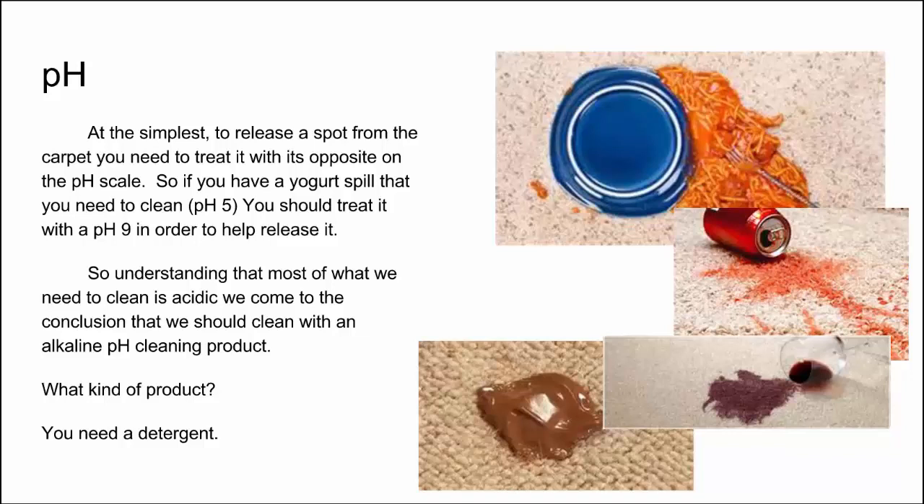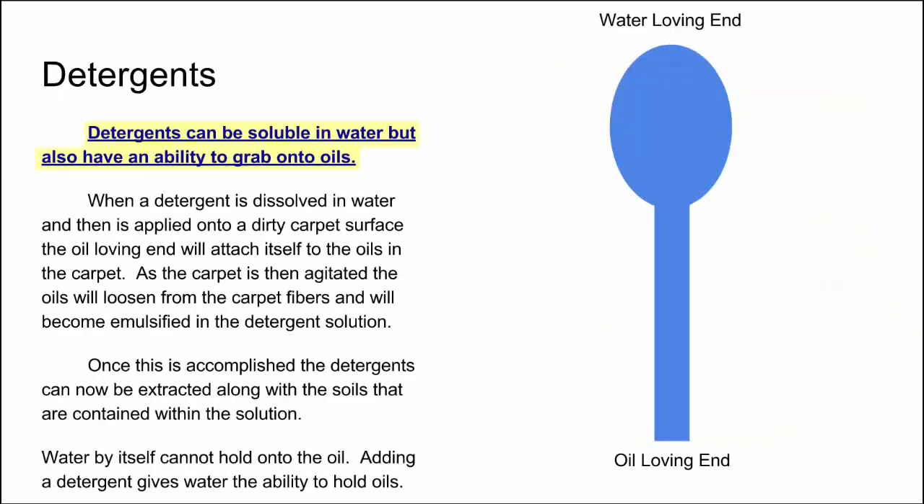So what kind of product are we going to use as a pre-treatment? Well, you're going to be using detergents. Now, a detergent can be soluble in water, but it also has the ability to grab oils. And that's what makes a detergent really powerful, because oil and water don't mix, obviously. But when you mix a detergent in that water, now oil can be dissolved inside the water.